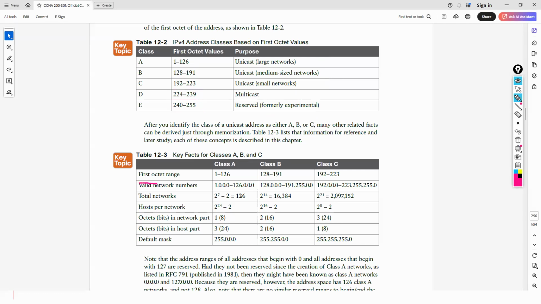Now leave this part for now. You can see octets in network part in class A is 1 octet. For class B, it is 2 octets. For class C, they are 3 octets, right? Now, network part and host part. So in class A, you have 3 host octets. Class B, you have 2 host octets. And class C, you have 1 host octet.